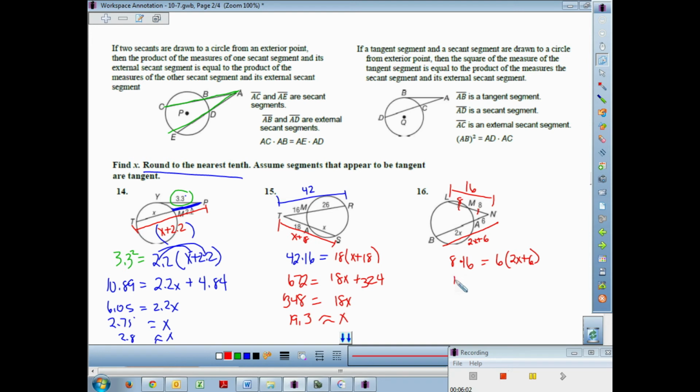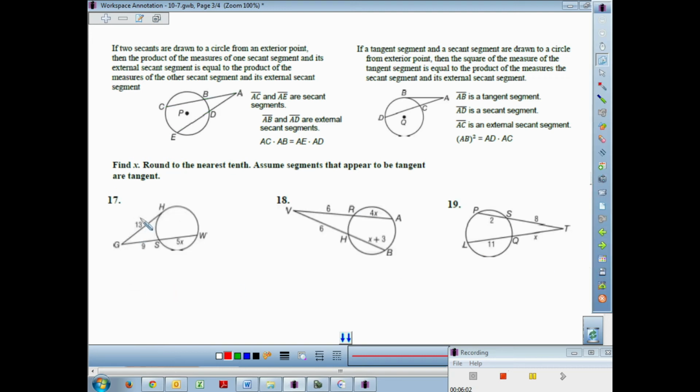And that would turn out to be 128 equals 12x plus 36. And subtract 36 from both sides and get a 92. And then divide by 12 and round to the nearest tenth. X is about 7.7.